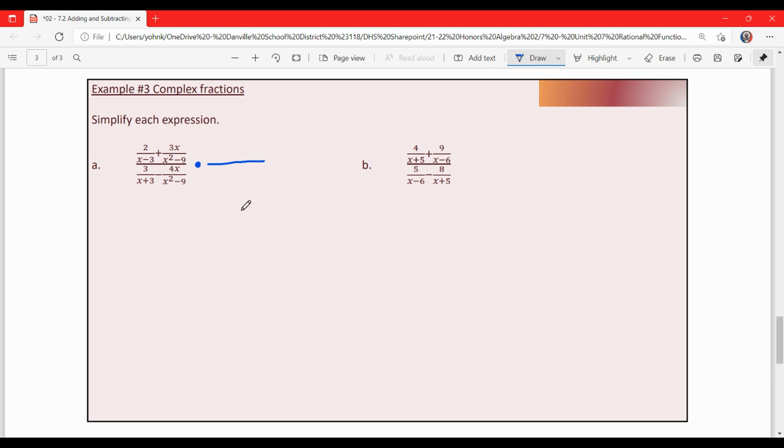So what I want to do is multiply top and bottom by a common denominator for all 4 denominators. Now, one thing you've got to notice is that x squared minus 9 is x plus 3 and x minus 3. So my common denominator is going to be x plus 3 and x minus 3. And whatever I do to the top, I have to do to the bottom.